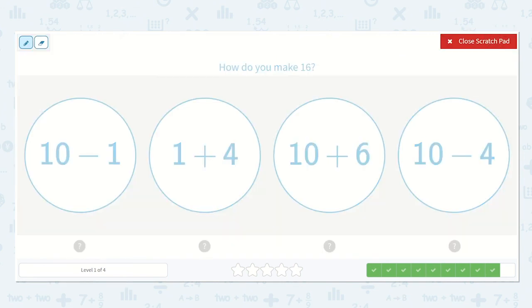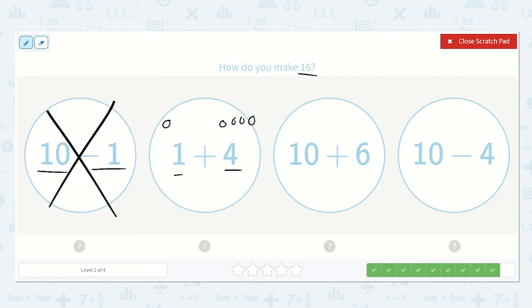Now they ask, how do you make 16? Well, I can see that if we have 10, which is already smaller than 16, and we take something away from it, it's going to be smaller. So we can cross this one off. Here we have 1 plus 4. Well, if I have 1 and then I have 1, 2, 3, 4 more, how much is that? 1, 2, 3, 4, 5. Nope, that's way too small.